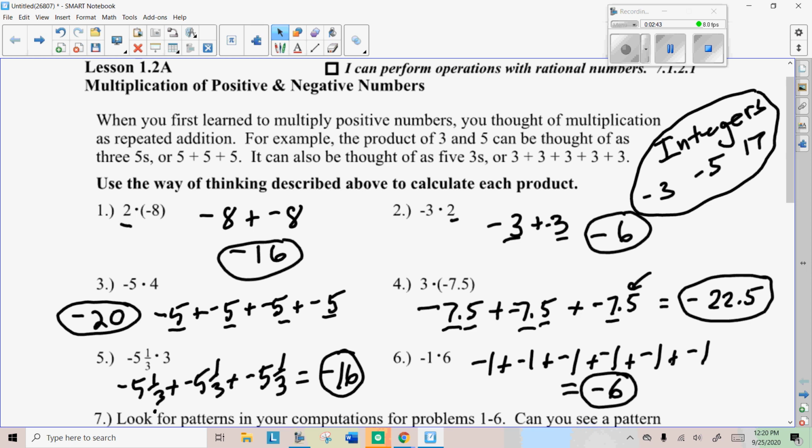Number 5, adding 3 1/3 together makes a whole, right? Because 1/3 is one part out of 3. So if you add 3 of those together, you have 3 parts out of 3, which is a whole. So you can add the 5 and the 5 and the 5 is 15. One more makes 16. Okay.